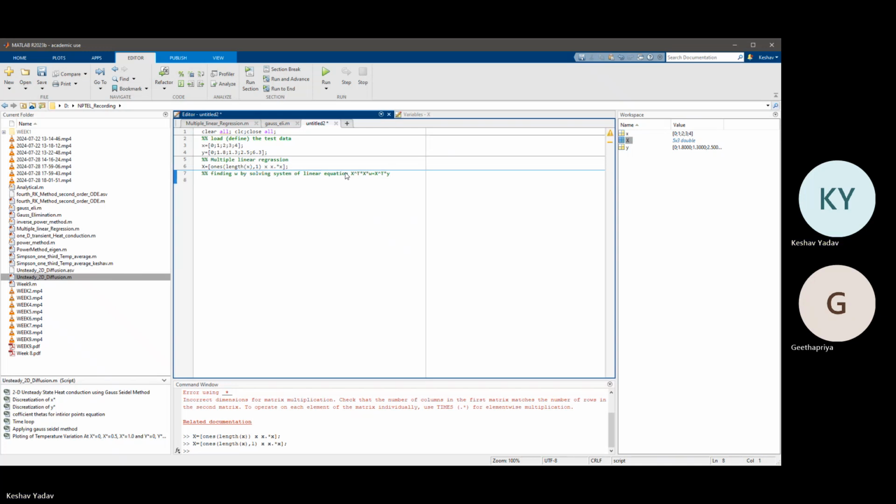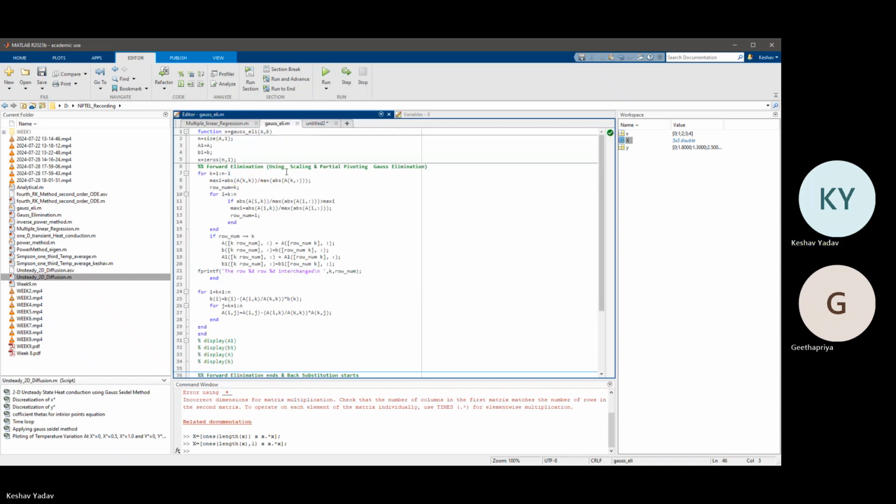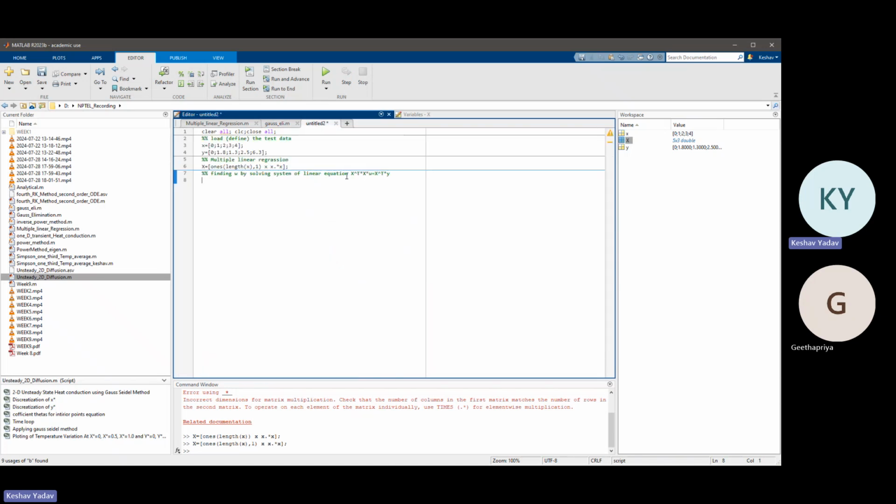Okay. So you remember we have made the Gauss elimination function in week 4 or week 5, where we give the input A and B. If we wish to solve an A x equal to B type of problem, we have made a Gauss elimination function where we need to give the input A and B. So here A is this, and B is this whole term. So now I need to define A and B.